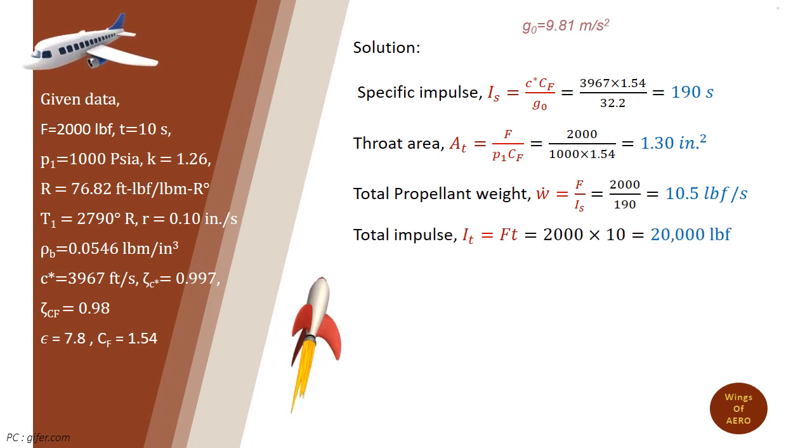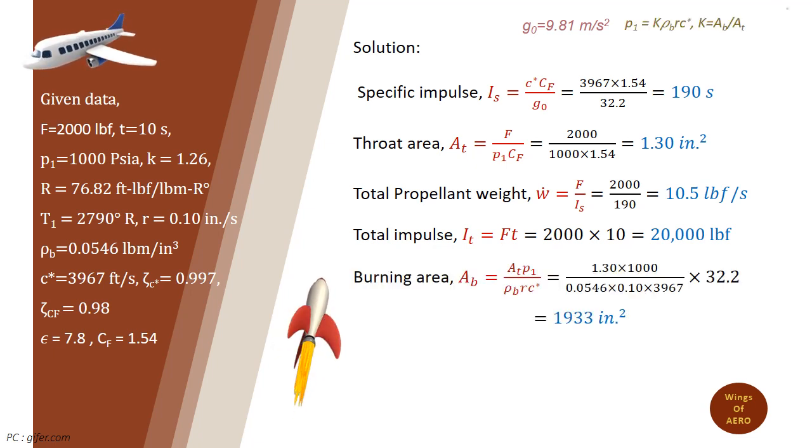Now find the total impulse. The total impulse is found from the thrust force. For constant thrust with negligibly short start and stop transients, this reduces to F into t. So multiplying given thrust with thrust duration, we can get the total impulse. So the total impulse is 20,000 pound-force seconds.